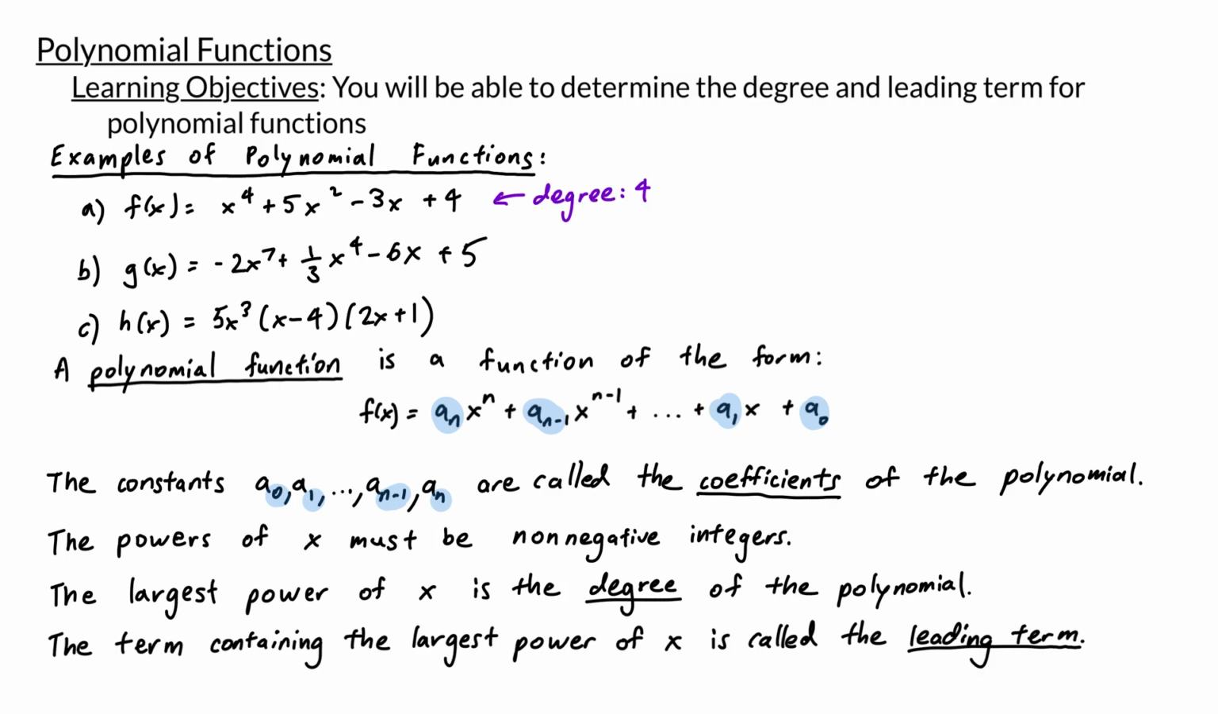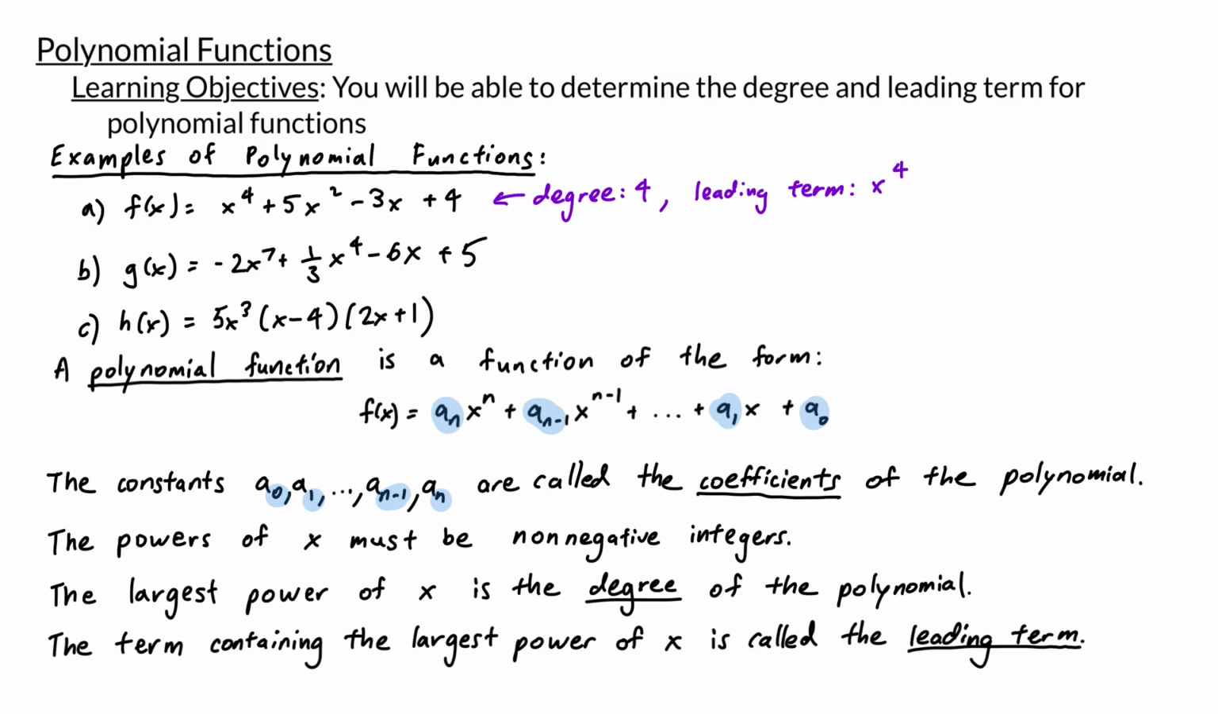And the term that contains the highest power of x is x to the fourth power, so that is our leading term. We would also say that the leading coefficient here is 1 because there's no specific number written out in front, so we can think about this as 1 times x to the fourth power.